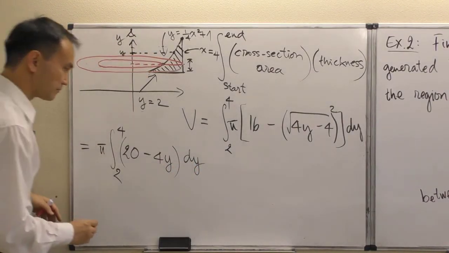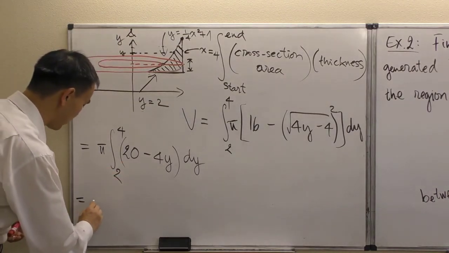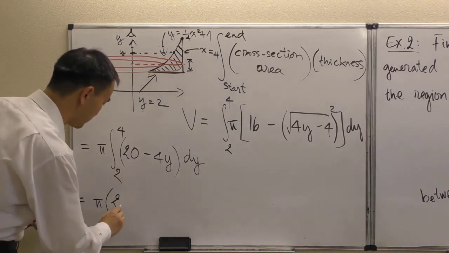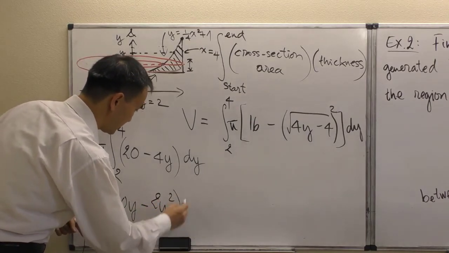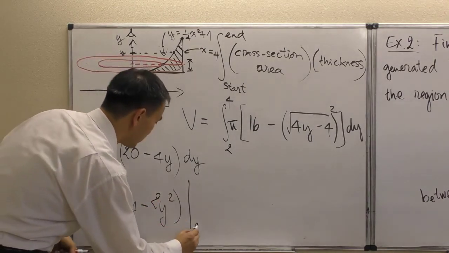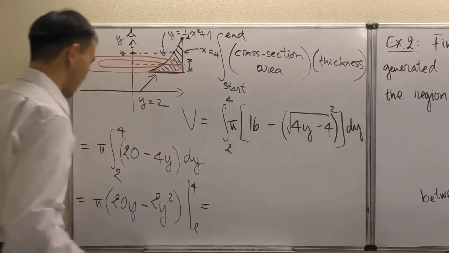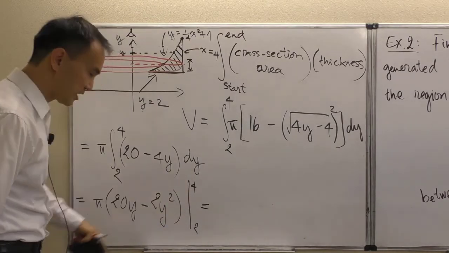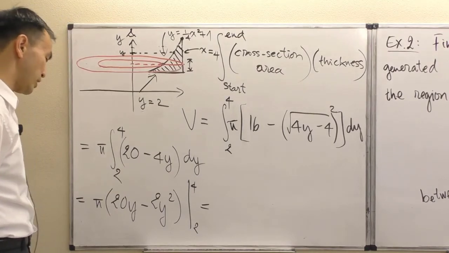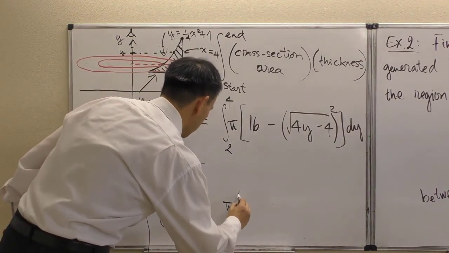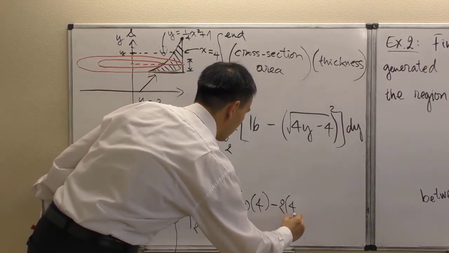So in the next step, we're going to go with the fundamental theorem of calculus. It gives me pi, and the antiderivative of that is going to be 20y minus 2y squared. And we need to evaluate this from 2 to 4, like that. Okay, and so now I'm going to show just the step where I substitute these two limits into that, and then I'm going to step away to use my calculator for doing the actual calculation. So it's going to be pi times 20 times 4 minus 2 times 4 squared.